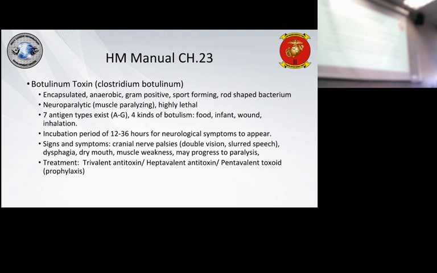Alright, so botulinum toxin: encapsulated, anaerobic, gram-positive, spore-forming, rod-shaped bacterium. Neuroparalytic, so muscle paralyzing. And 7 antigen types exist. Incubation period 12 to 36 hours. Signs and symptoms: cranial nerve palsies, dry mouth, muscle weakness. The treatment is going to be antitoxin. All these, they're all prophylaxis. Next.